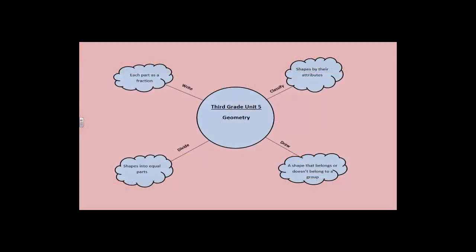Here is a concept map that we will use to refer to the different topics of instruction in this unit. In this video, students will learn to classify shapes by their attributes, draw a shape that belongs or doesn't belong to a group, divide shapes into equal parts, and write each part as a fraction.